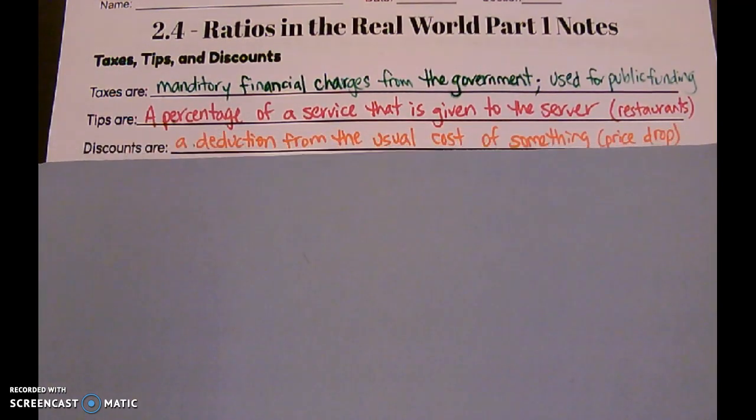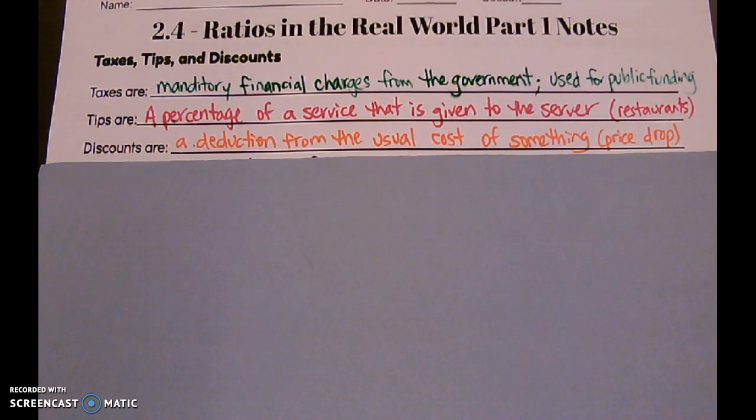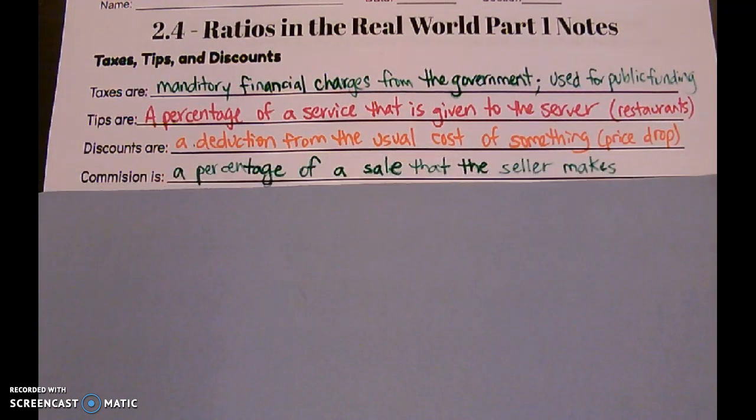Next, let's talk about discounts. Discounts are a deduction from a usual cost of something. So when a price drops, that's a discount. So in stores, we may see signs that say 20% off or 50% off the lowest price. These are examples of discounts, and oftentimes these come in the form of percentages.